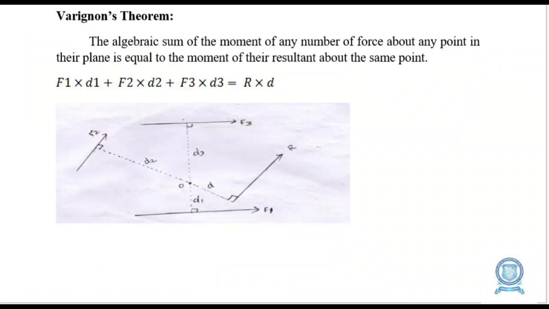For solving problems based on moments, we require a small theorem called Varignon's theorem. Now we can see the statement of Varignon's theorem. Varignon's theorem states that the summation of moments of n number of forces is equal to the resultant moment. That is, the addition of individual moments acting on a body is equal to the resultant moment about that body. That is the basic thing stated by Varignon's theorem.